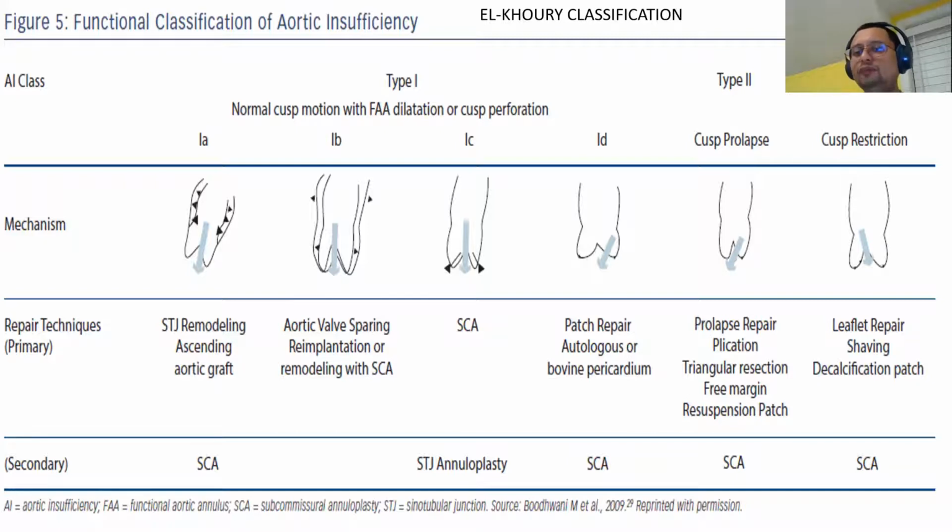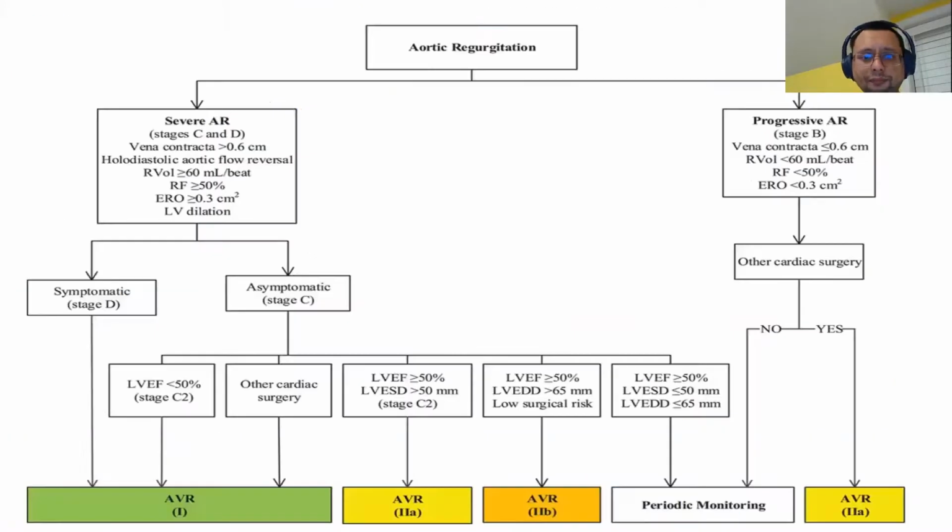So if you have a normal leaflet motion, but you have dilatation of the root, so different parts of the root. Type 2 is excessive movement of the leaflet, such as cusp prolapse. So not just in MR, also in AR, you can have cusp prolapse. And type 3 is cusp restriction, for example, someone with a degenerative calcified aortic valve. So that is the El-Khoury classification that mimics the Carpentier classification of mitral regurgitation.